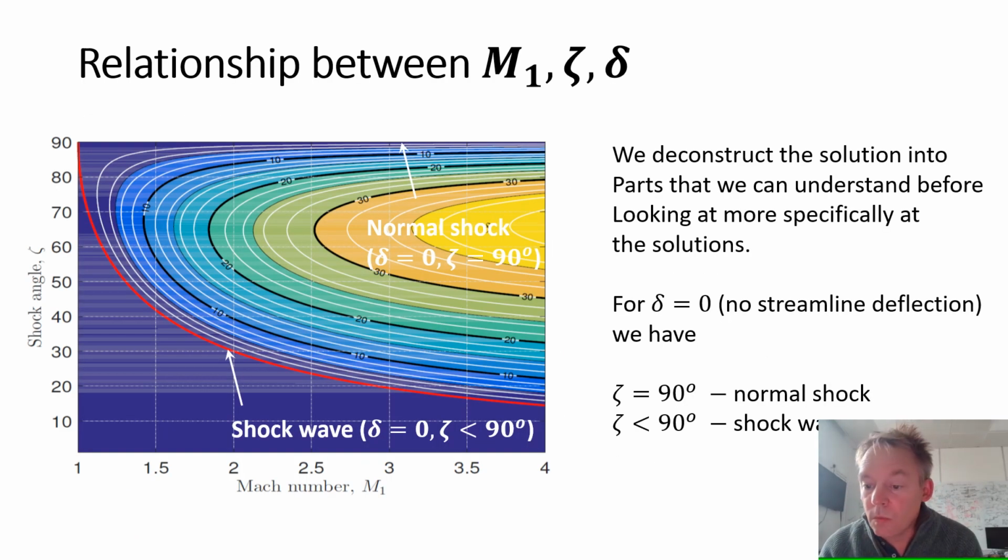So one of those relationships is a relationship between upstream Mach number, shock angle zeta, and deflection angle, wedge angle delta. And so here we see this plotted one against the other. The normal shock that we met already is when zeta equals 90 degrees. And in this particular case, the Mach number can vary from 1 to 3.